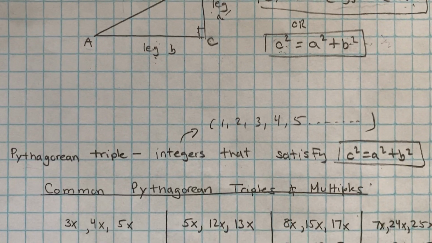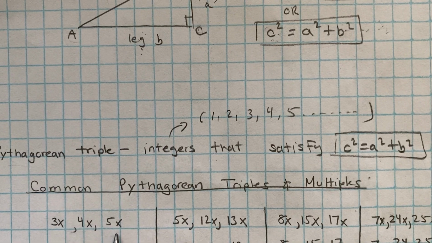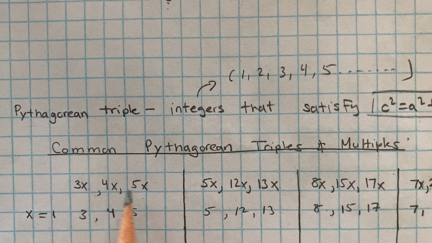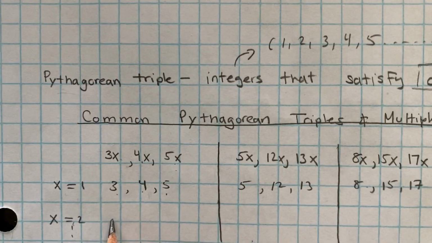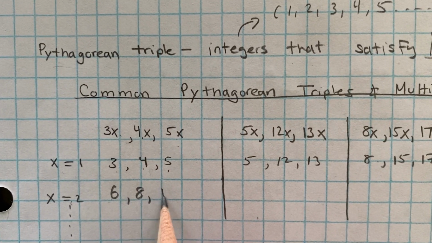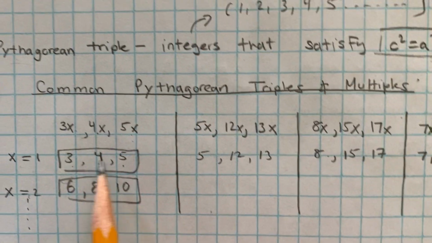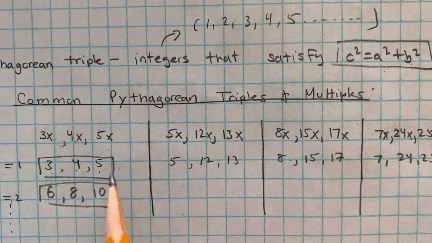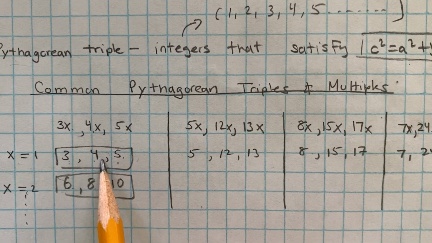And these are some of the common Pythagorean triples. A 3, 4, 5 right triangle is very, very common. If x is equal to 1, this is the multiplier, you'll get 3, 4, 5. If x is equal to 2, if I multiply, I'm going to get 6, 8, and 10. This forms a Pythagorean triple. These are all integers that satisfy this equation. 10 squared is equal to 6 squared plus 8 squared. 5 squared is equal to 3 squared plus 4 squared.